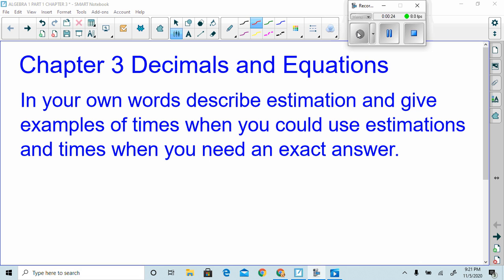So I'd like you for a moment or two to think about how you would describe estimation and give a couple of examples of times when you could use estimation and maybe other times when you actually need an exact answer or value.